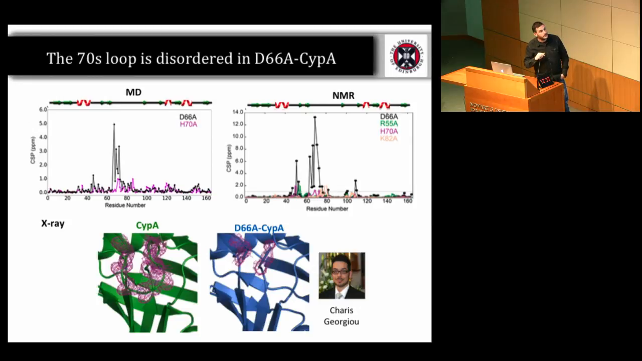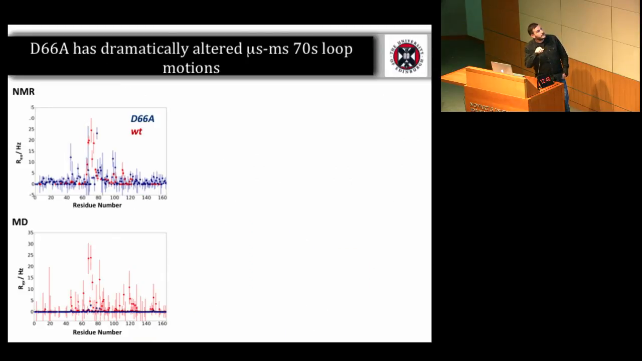We also wanted to probe the microsecond to millisecond dynamics. We ran the CPMG experiment for the D66 mutant, and you can see that there are some residues that are involved in chemical exchange in both the wild type and the mutant, but the pattern doesn't look very much alike. They don't resemble each other. And in fact, if we try to do the same experiment that we did with the mutant, we are not able to reproduce these minor states that are seen in the experiment.